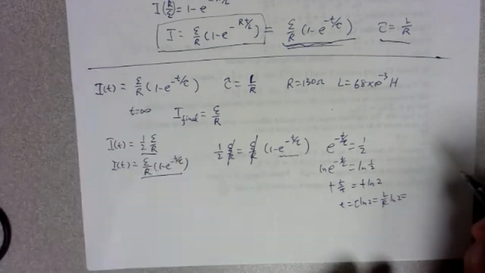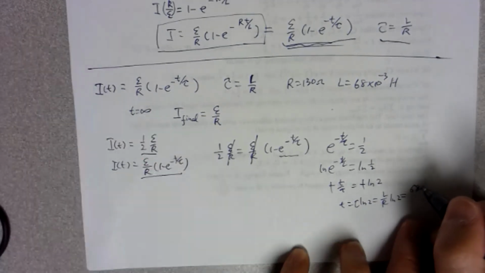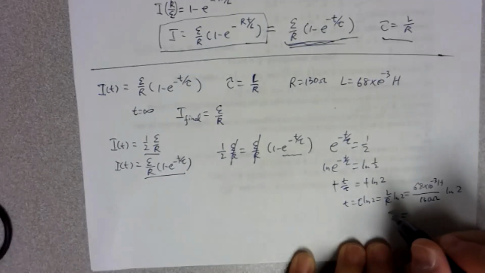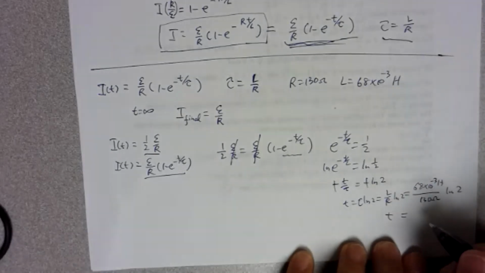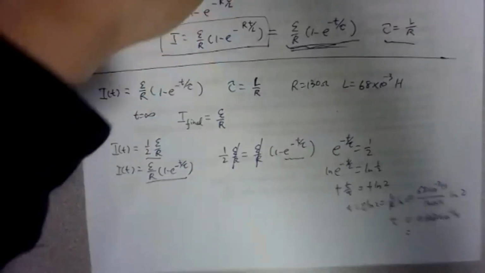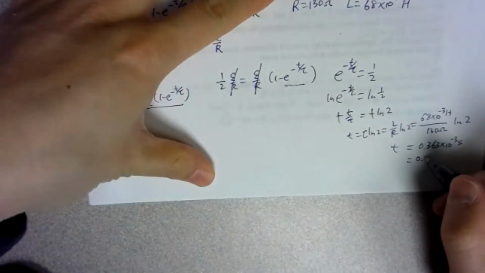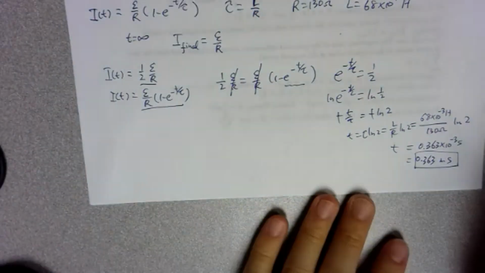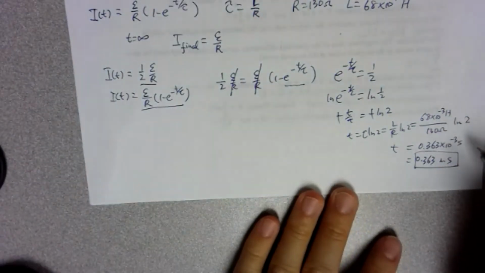Okay, so we can plug in the numbers there. 68 times 10 to the minus 3 Henry over R, 130 ohms, and then ln of 2, natural logarithm of 2. Okay, so that gives you t equals 0.363 times 10 to the minus 3 seconds, or 0.363 milliseconds. Okay, now you want to say 3.63 times 10 to the minus 4 seconds in that sense. Okay, so that will be also fine.